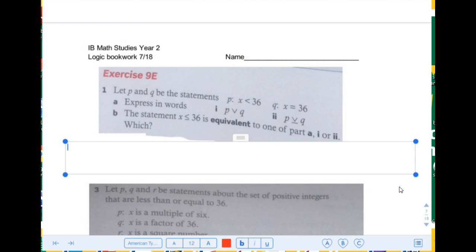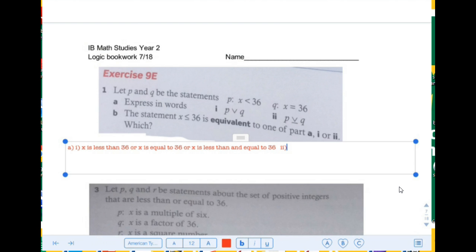So P or Q would be X is less than 36, or X is equal to 36, or both. Or X is less than or equal to 36.